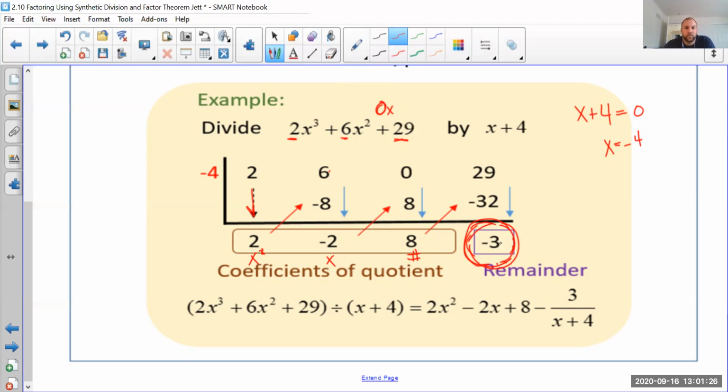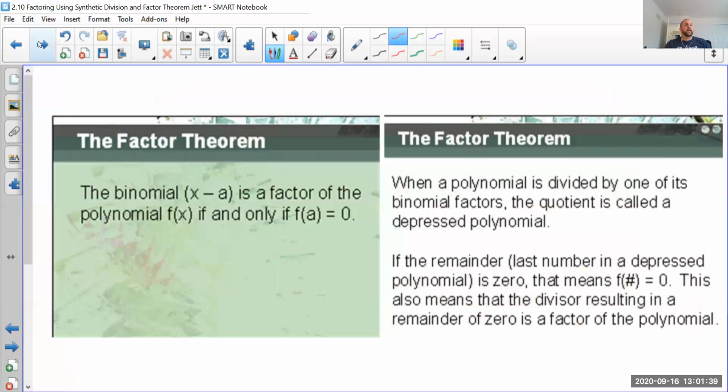Okay, so that's exactly what we're going to do today. We're going to use synthetic division to figure out if something is a factor of a polynomial. Okay, and this is just really wordy. Don't try to memorize or anything that here, but that's exactly what this says.